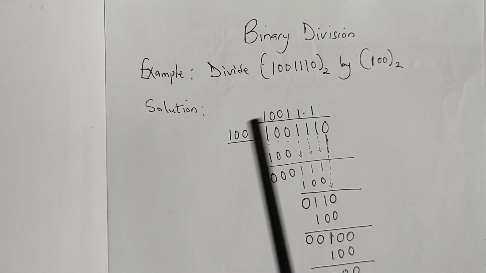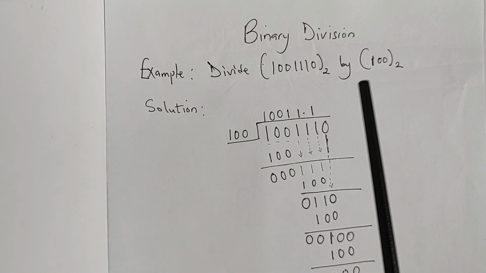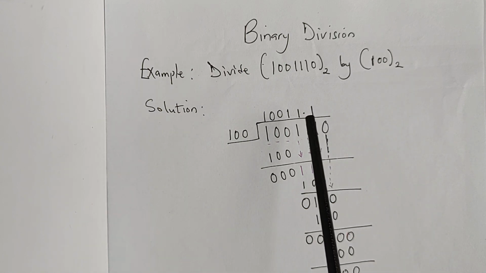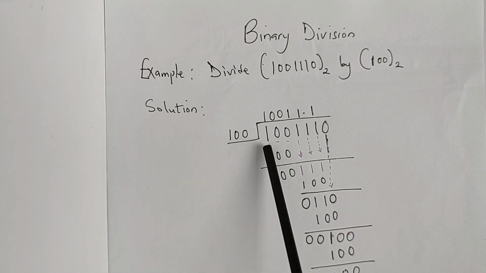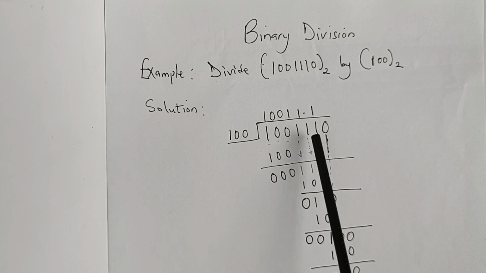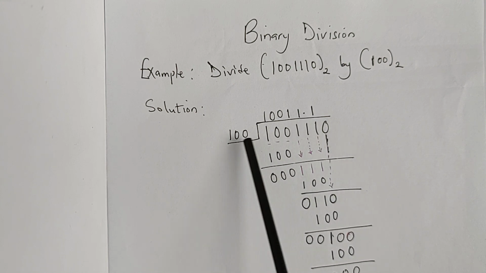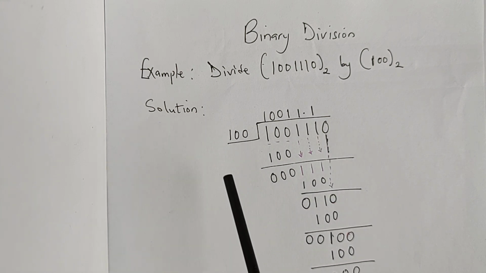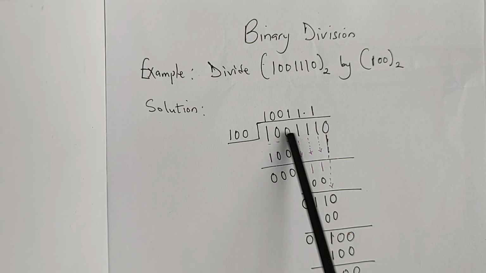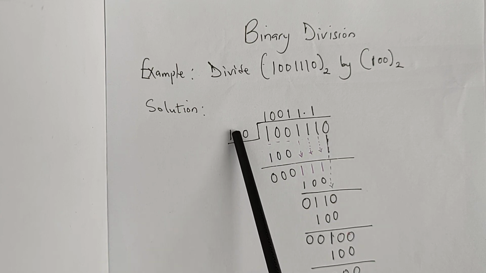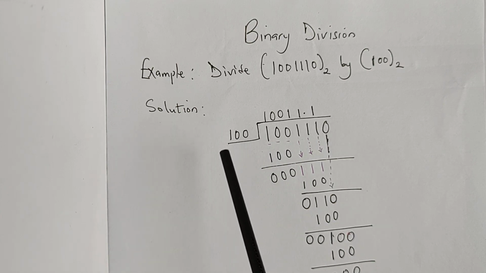Now this is how we're going to solve this exercise. All we need to do is write this division sign. Then we have 1001110 divided by 100. Now from all indication we can tell that this binary value is larger than the divisor. So let's begin the process.